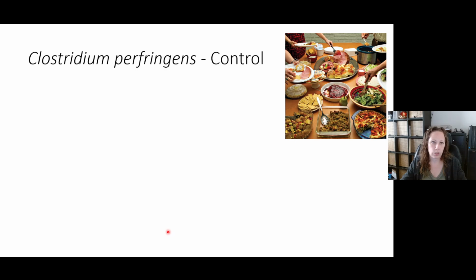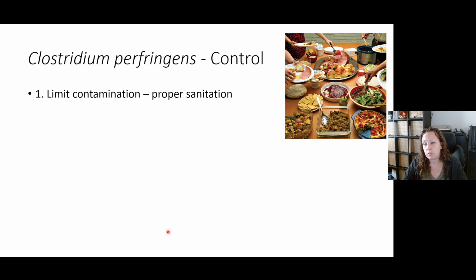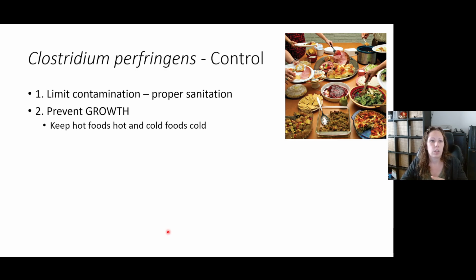So how do we control Clostridium perfringens? One is limit contamination, proper sanitation. The C. perfringens is all over the environment, but the less that you are touching other things and then touching your food, the less chance that it's going to get on your food. Preventing growth. So how do we prevent that growth? We keep the food at a temperature at which the C. perfringens is not happy. So keep our hot foods hot and our cold foods cold. Clostridium perfringens grows best between 56 and 123 degrees Fahrenheit. This is different from what the book says, quite different from what the book says.